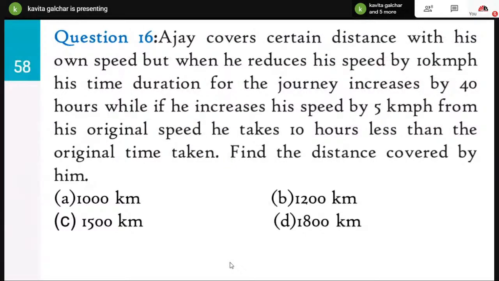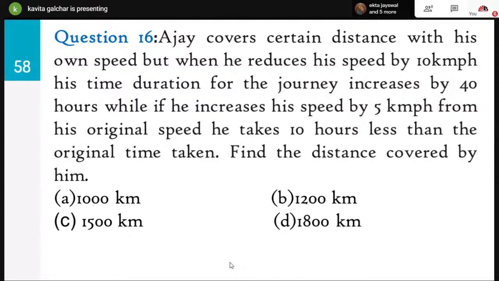See the next one. Ajay covers a certain distance with his own speed, but when he reduces his speed by 10 km per hour, his time duration for the journey increases by 40 hours. While if he increases his speed by 5 km per hour from his original speed, he takes 10 hours less than the original time taken. Find the distance covered by him.